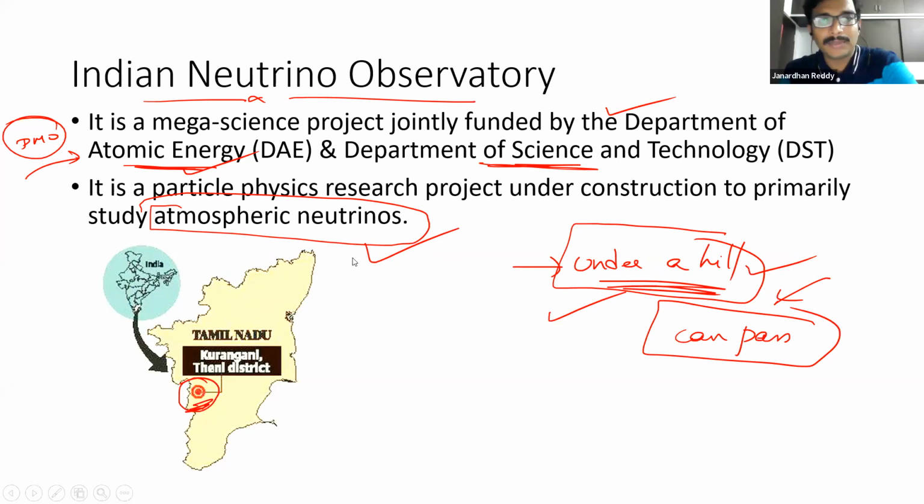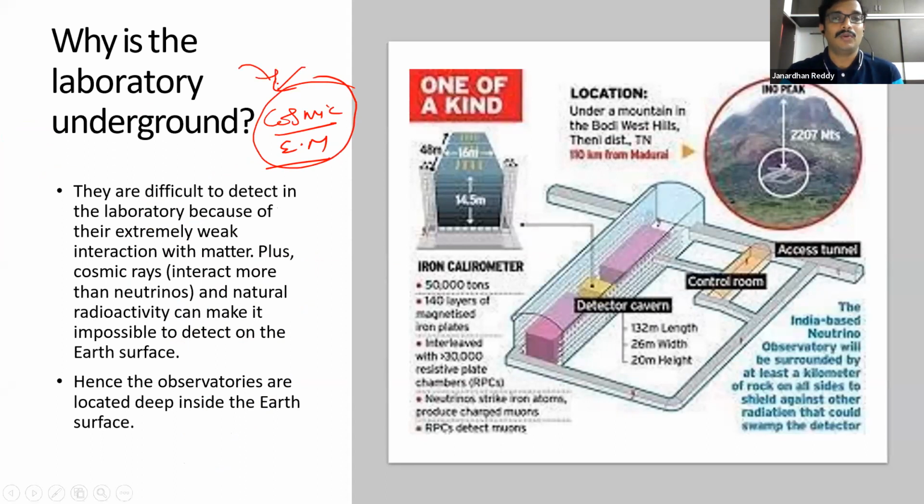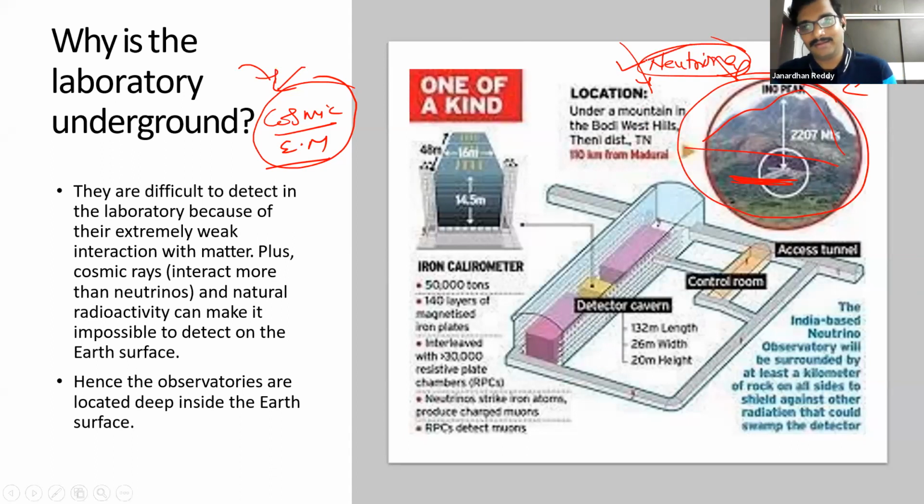What is happening here is that there are many radiations in the universe, like cosmic rays and electromagnetic rays. A lot of disturbances will be there outside. Once we create it under a hill, all these radiations will not reach it. So the main reason is that various other disturbances can't reach. Only neutrinos can reach the laboratory. Light will be stopped, cosmic rays will be stopped, radio rays will be stopped, other particles will be stopped.